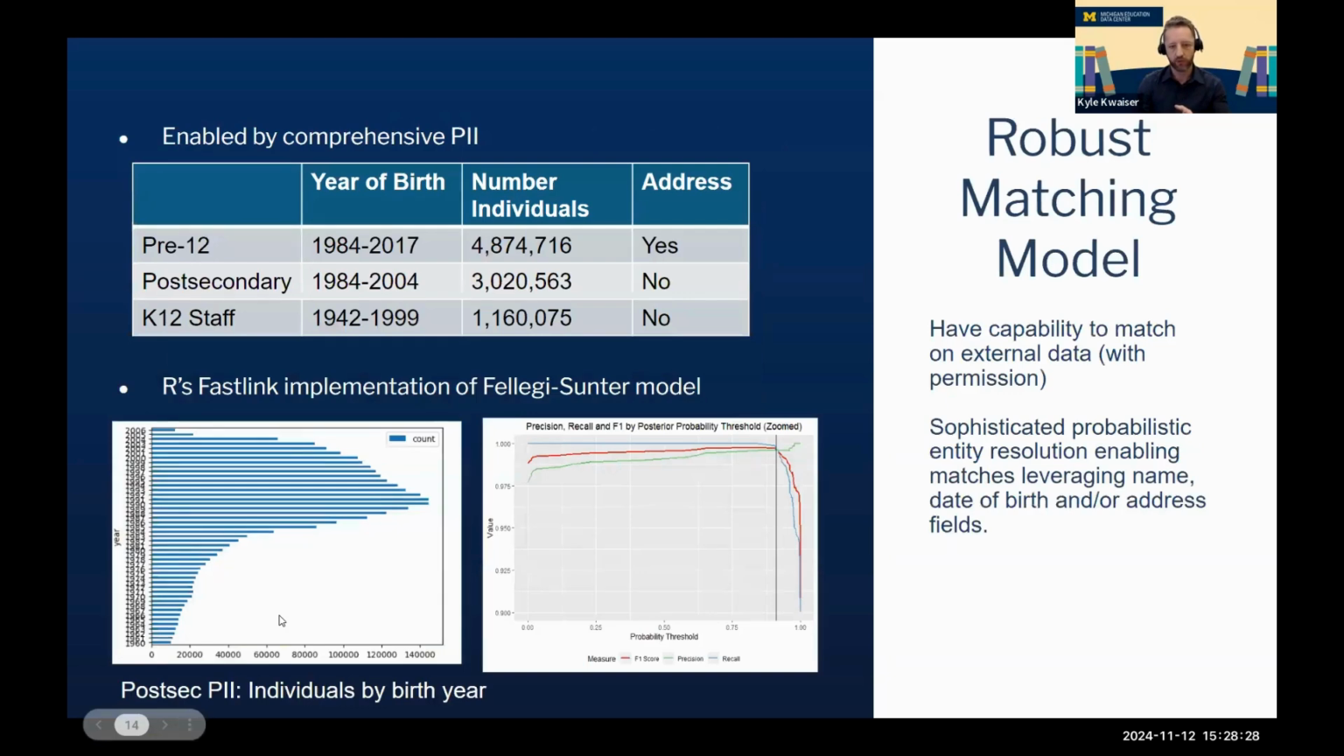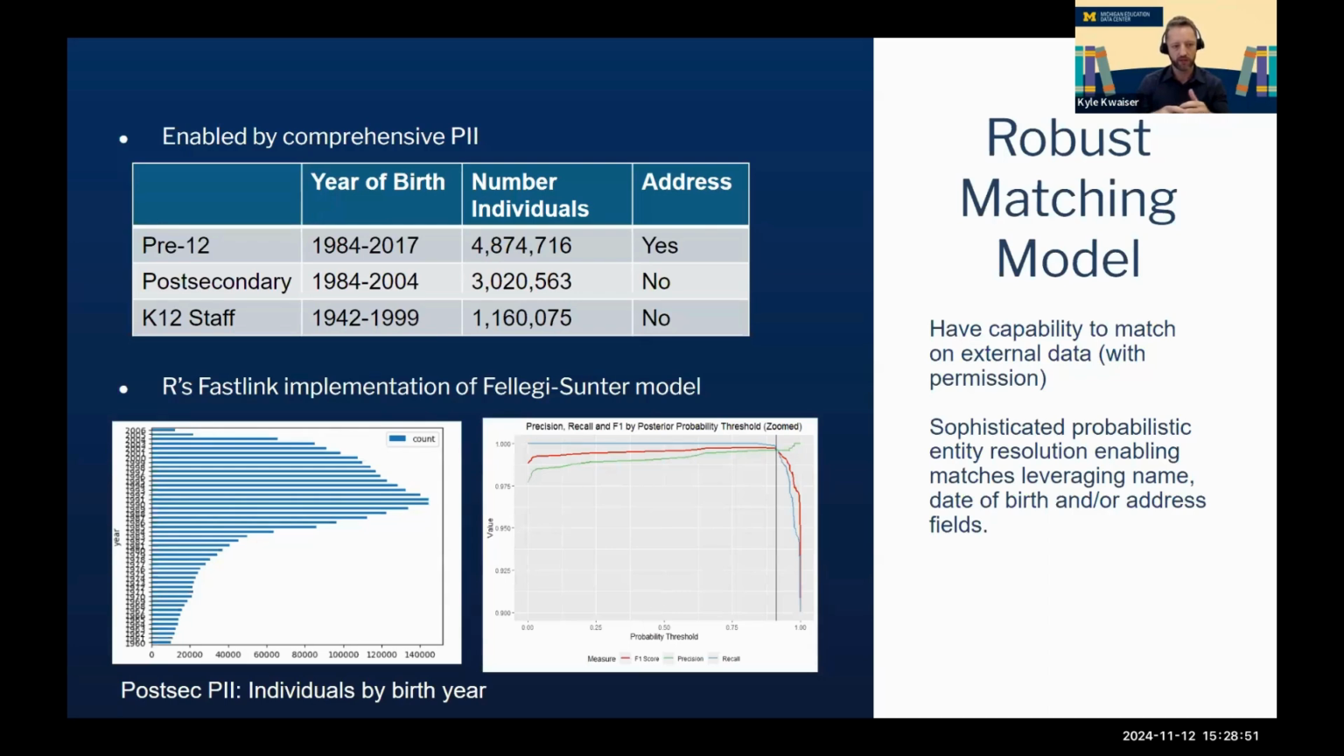We also do matching. So if you do have survey data and you want to combine it with administrative data, this is where it comes into play. That's enabled by our comprehensive personally identifiable information. You can see we've got three separate data sets: preschool up through 12th grade, like our K-12 data set, post-secondary, and the K-12 staff.